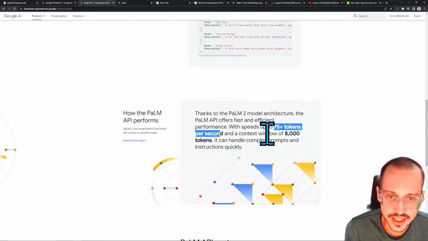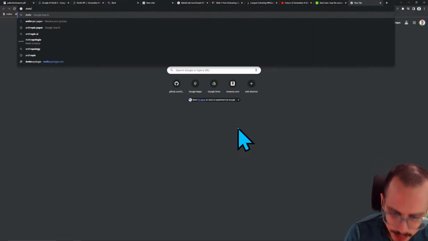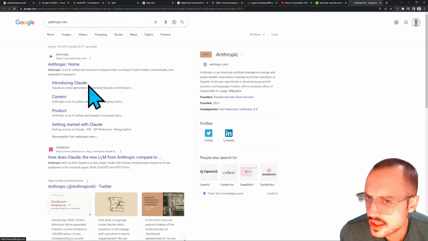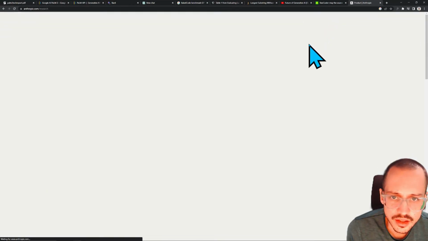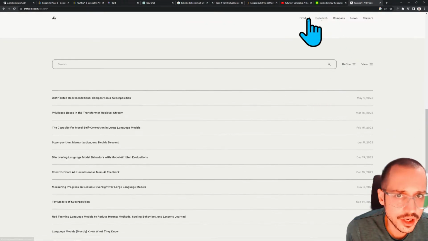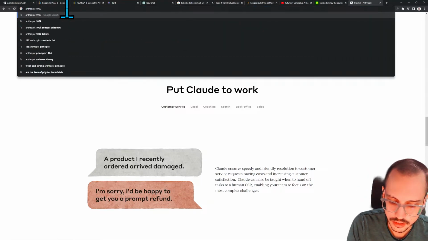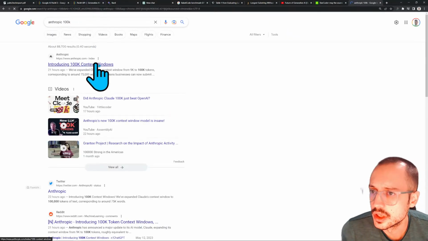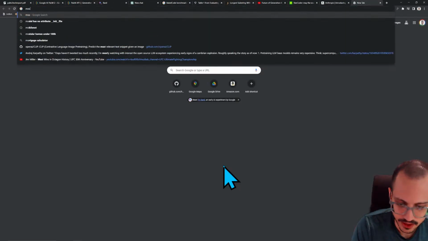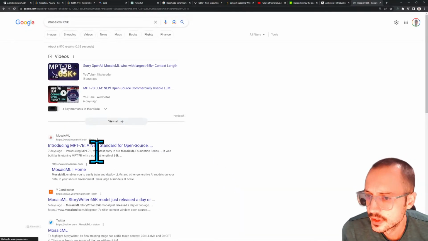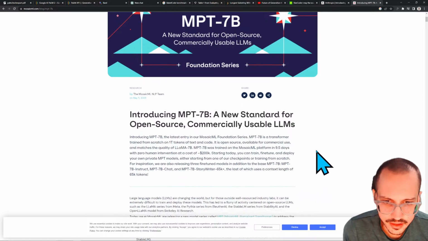75 tokens per second and a context window of 8,000 tokens, which is basically GPT as well. And actually, I think that Anthropic, this is another company, kind of like OpenAI, but not as good, recently announced a 100K context model. Anthropic 100K. Yeah, 100K context windows. MosaicML dropped a 65K one. So 7B, I guess 7 billion parameters, but then 65K tokens.